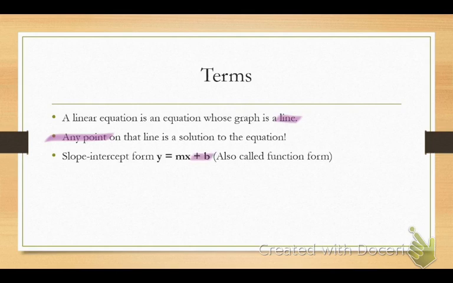Slope-intercept form: y equals mx plus b. You've actually been doing this since chapter 1. You just didn't know what it was called. It's called slope-intercept form, but it also has a nickname. It's also called function form. You're going to see it both ways.